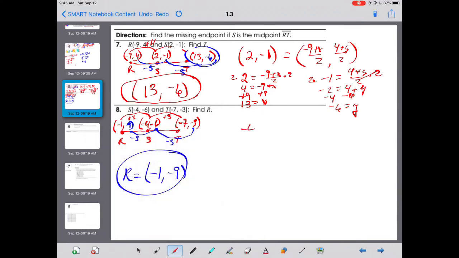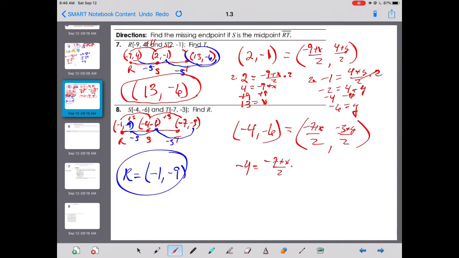So R should be negative 1 comma negative 9. We can check it with the math. Negative 4 comma negative 6 should be equal to, these divided by 2, negative 7 plus x, negative 3 plus y. Match them up. Negative 4 equals negative 7 plus x over 2. Multiply by 2 makes negative 6 equals negative 7 plus x. Ooh, did I miss math? Because when I add 7, 1 equals x.